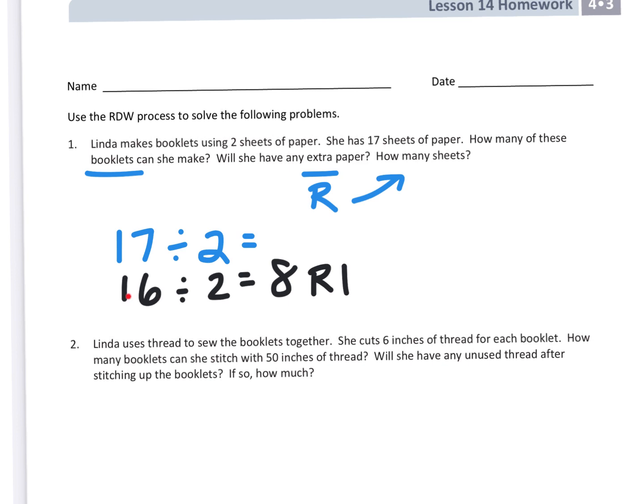Now you're going to notice that I picked 16 divided by 2 as my fact family. Some people are wondering, why didn't I pick 18 divided by 2? That's pretty close. Well, I can't pick that because I only have 17 pieces of paper. 18 is more, so I can't use that fact. I have to use a smaller fact like 16. That tells me how many booklets and how many remainders.